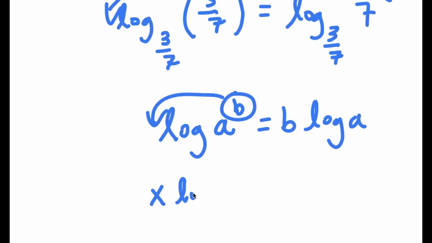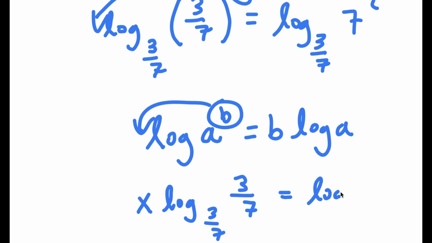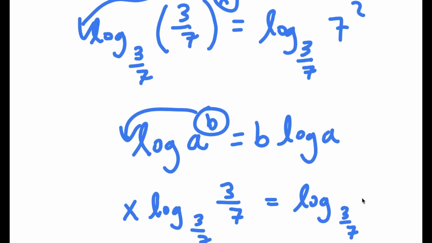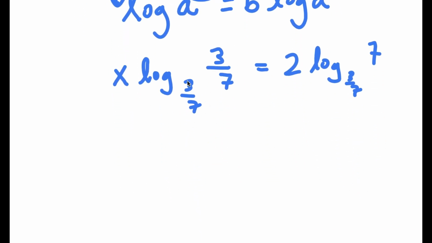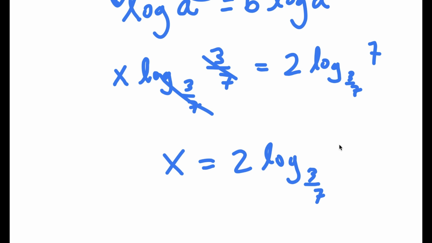So then I have x times log base 3/7 of 3/7 is equal to 2 times log base 3/7 of 7. And now, these two actually cancel out, log base 3/7 of 3/7. So now I'm just left with x is equal to 2 times log base 3/7 of 7.